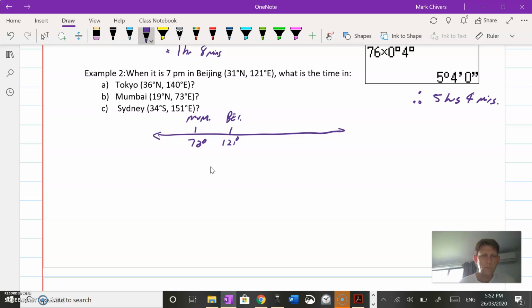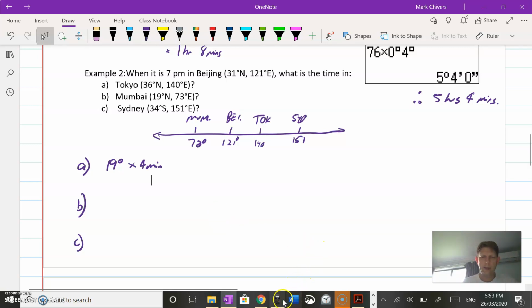And then Tokyo is 140. And Sydney is 151. Okay, so if we consider our time differences for A, B, and C, so our longitudinal difference between Tokyo and Beijing is 19 degrees, 140 minus 121. For Mumbai, we'll do the other way. We'll go 121 degrees is the most easterly, so 121 take away 73.